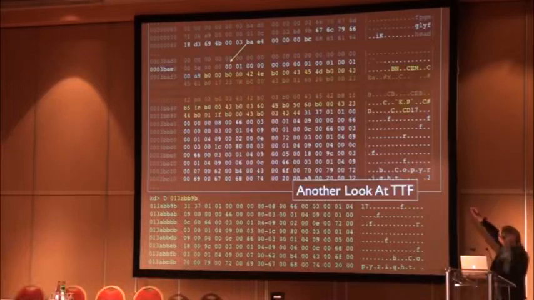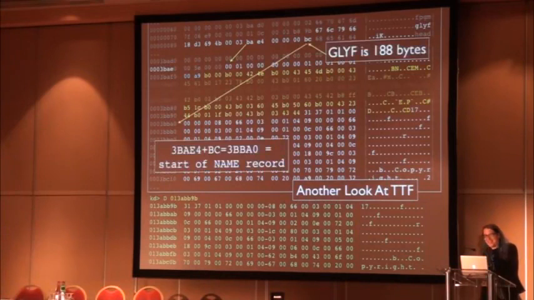Remember at the beginning when I was saying here's how you parse a TrueType font by hand? It was that other one up here. Or no, sorry, it was this one. Anyway, this is what it was doing, and it's this long.